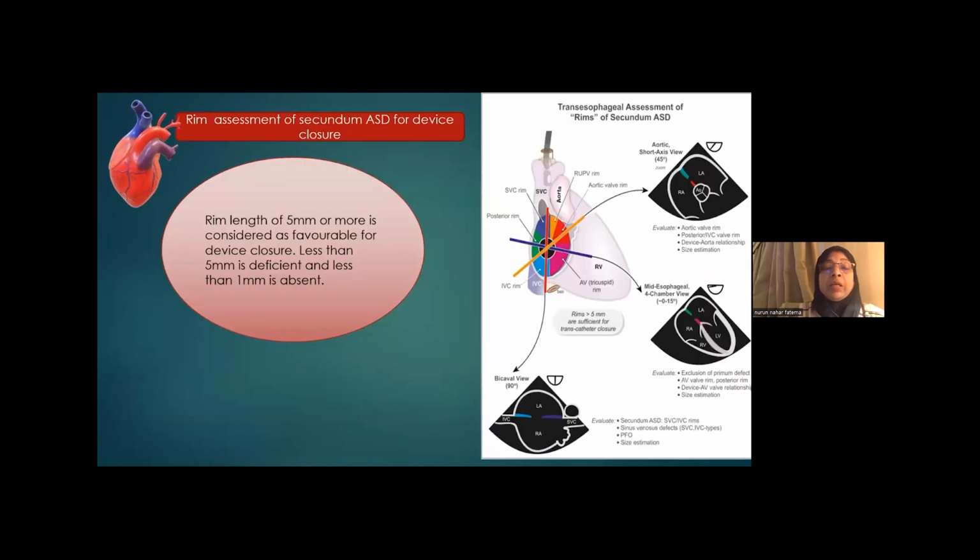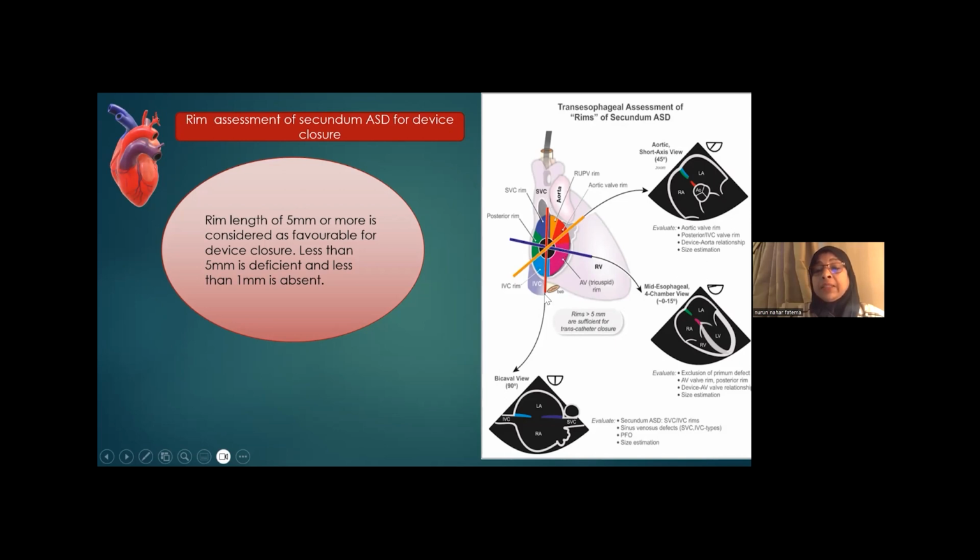Now, rim assessment, which is very important for ASD device closure. Rim length of 5 millimeters or more is considered favorable for device closure. Less than 5 millimeters usually is a very difficult case and usually contraindicated. So less than 5 millimeter rim is considered a deficient rim. Here you are seeing this is the atrial septal defect and this is the atrial septum, and all these colorful pictures represent the various rims of the atrial septum. And I will show you later in other photographs.